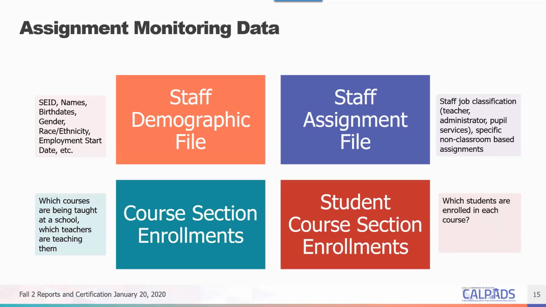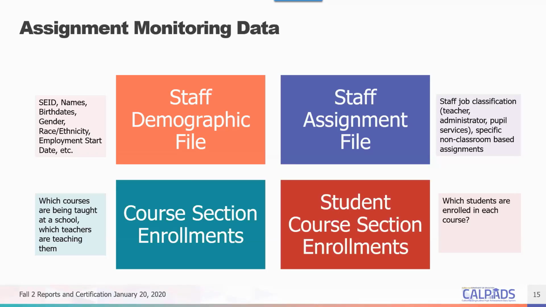Okay, so one of the key things that was introduced last year is assignment monitoring, right? The purpose of this slide, or what we want to convey, is that there's not a single emphasis on a specific file type. The assignment monitoring data uses all four of the Fall 2 file types related to this year. The demographic information, the gender, the experience, the education of your staff is used in assignment monitoring. Then your teachers' job classifications, what they're certificated or credentialed to teach, as well as how they've been assigned, comes from the staff assignment file. And then the courses that they are teaching.